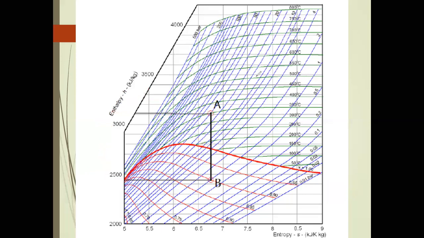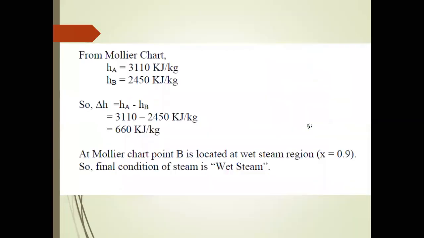Let's see what the values are here. You can see they found from the Mollier chart that the A point enthalpy is 3110 and the B point enthalpy is 2450. So what is the enthalpy drop? The enthalpy drop is the difference between the two points, that is 660.